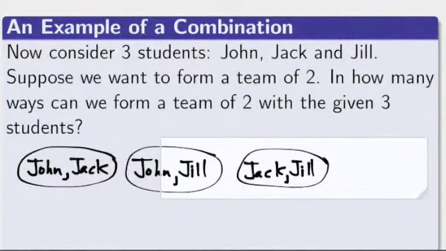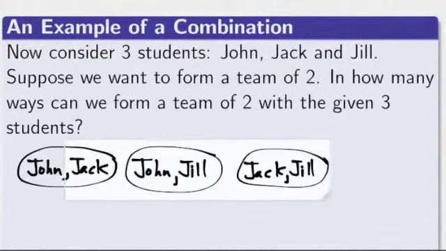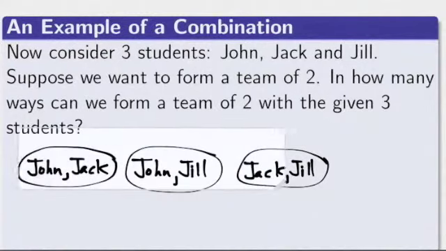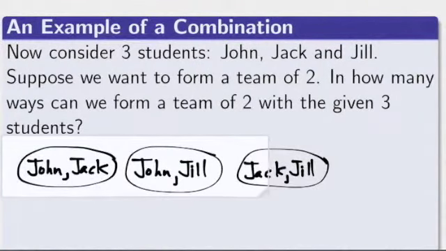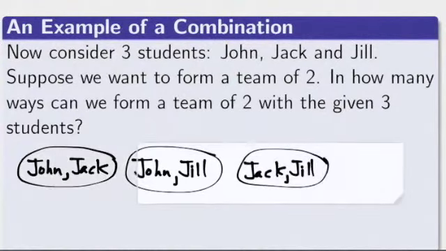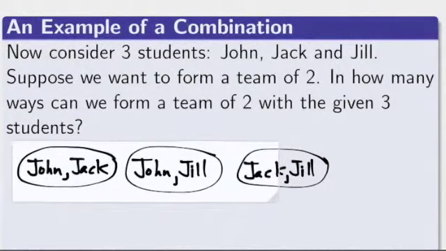So the order in which we pick the students in a team does not alter the total number of possible teams that can be formed. In this example, the total number of teams that can be formed is 3. This is an example of a combination because the order in which we pick the students does not determine the number of teams that we could form.